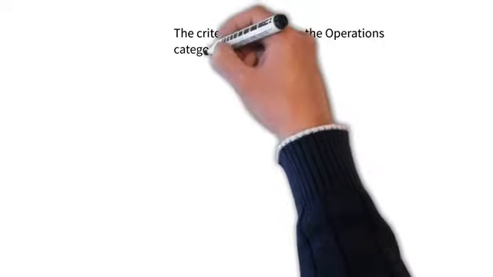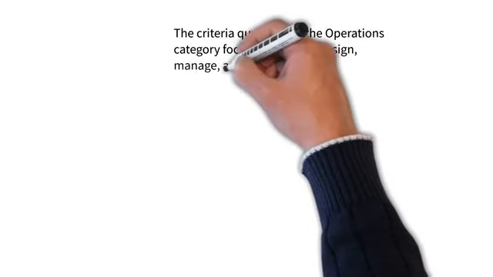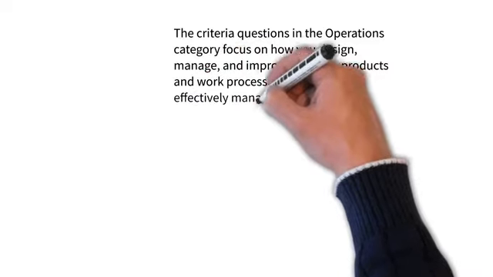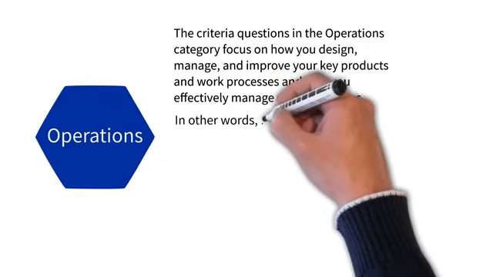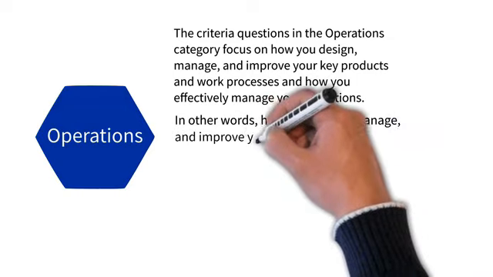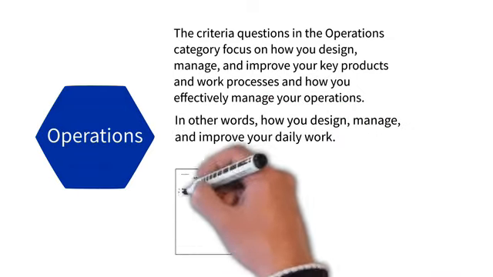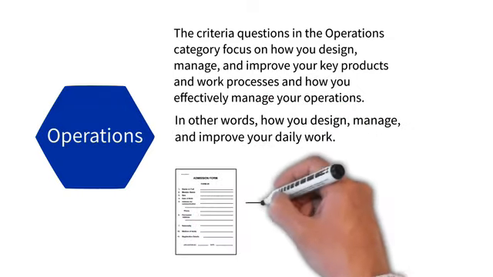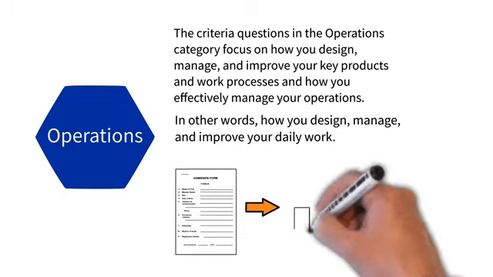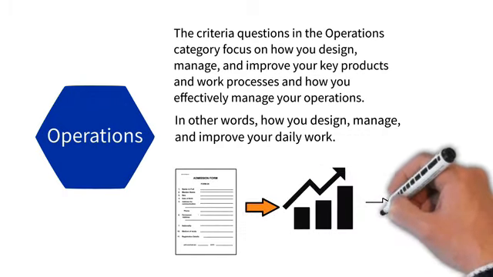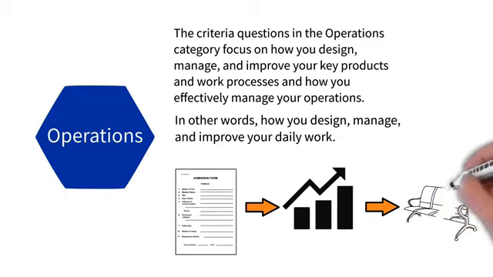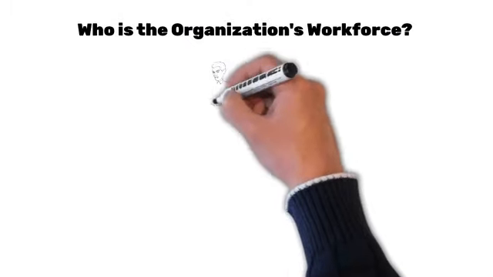The criteria questions in the operations category focus on how you design, manage, and improve your key products and work processes, and how you effectively manage your operations. In other words, how you design, manage, and improve your daily work. An organization that applies these questions to its work will likely have clear work processes defined that include a process measure that is aligned directly with a customer requirement that was identified as part of the organizational profile.